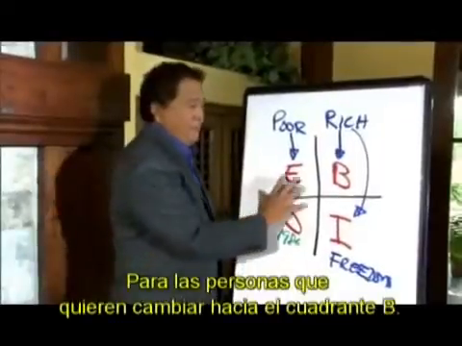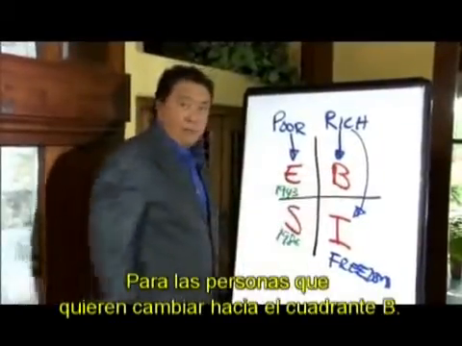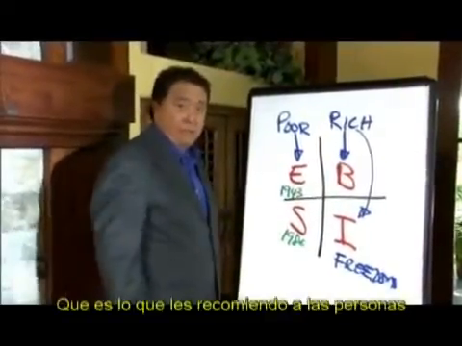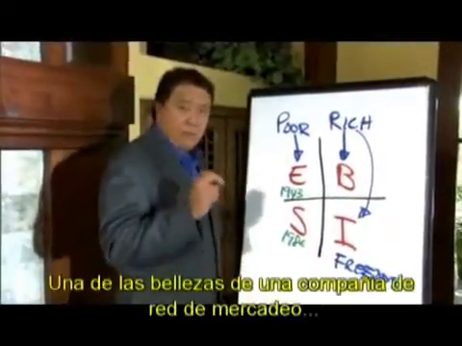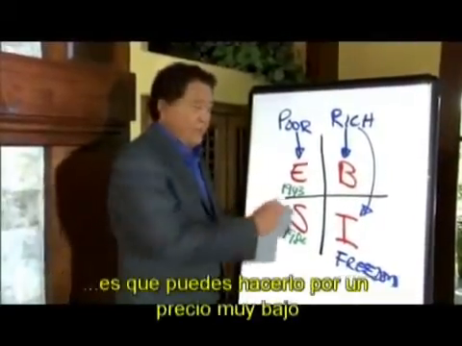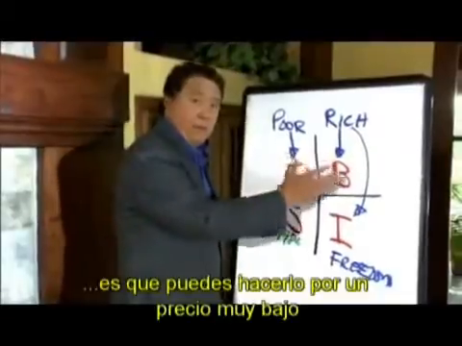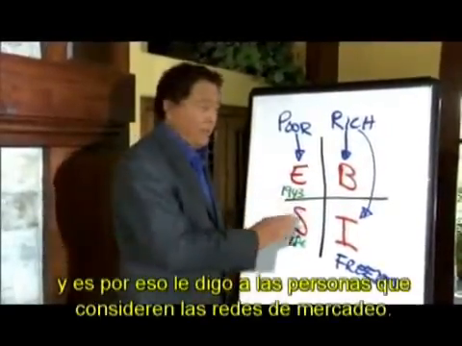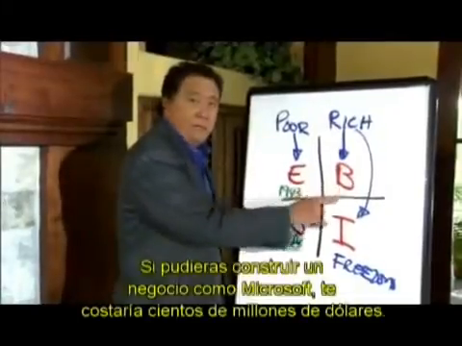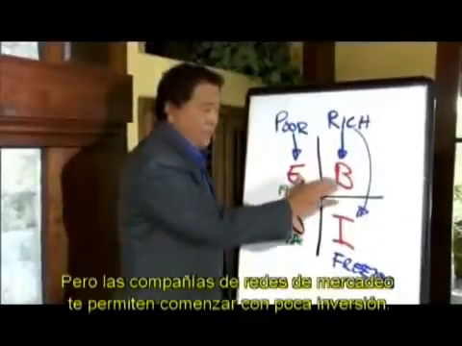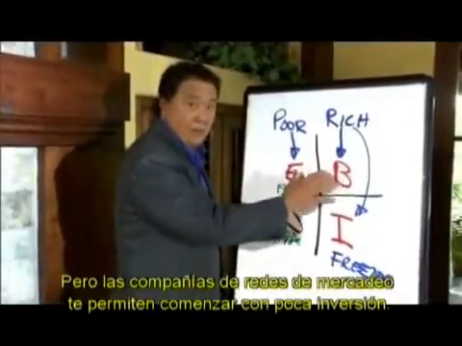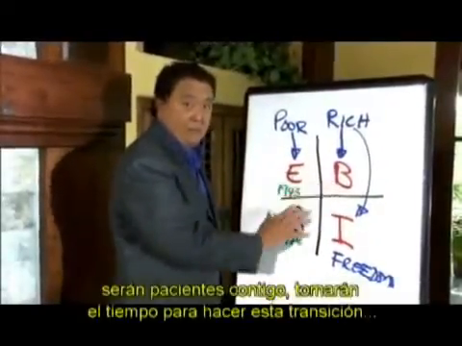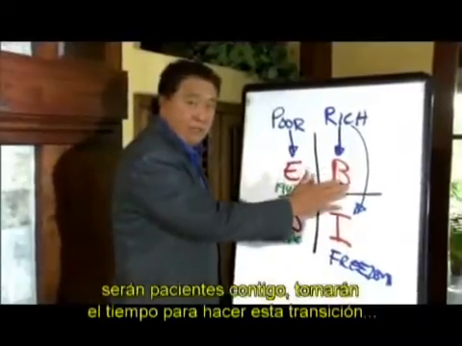For people who want to make the shift over to the B quadrant, which is what I would recommend, one of the beauties of a network marketing company is that you can do that for a very low price. And that's why I talk to people about considering network marketing. If you were to build a Microsoft, it would take you hundreds of millions of dollars. But a network marketing company allows you to start at a very low rate. They'll be patient with you. They'll take their time to transition over here.